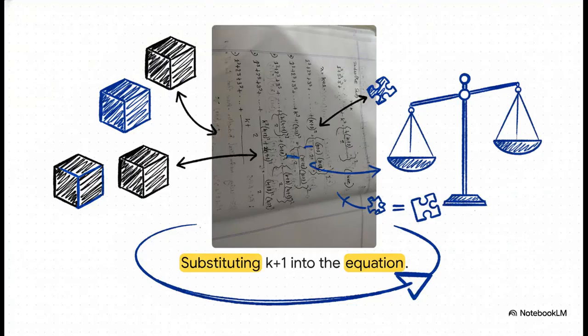All right, so here is where we write out that massive string of cubes again, but this time we're going past k cubed and adding the very next term in the line, k plus 1 cubed. On the right side of the equation, we take our assumed formula and carefully plug in k plus 1 everywhere there used to be a k. Now, the goal here is brilliantly simple. We just need to mathematically manipulate the left side until it perfectly, exactly matches the right side.